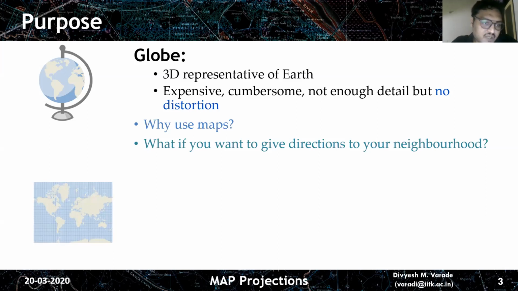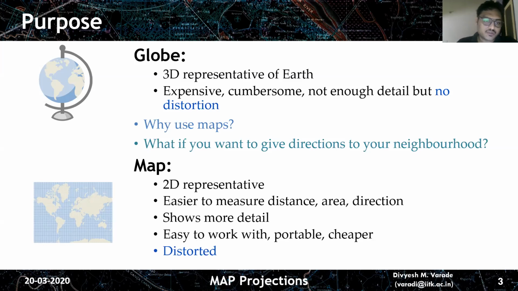Of course, these are 2D representations of the globe. These are much easier to carry around, and to measure distances, areas, and directions. They show a lot more detail. You can blow up any area of your choice from the 2D map and show much more detail, like roads or buildings, depending upon the scale of the map. They're easier to work with, portable, and cheaper. But the problem here is that we get distortion.